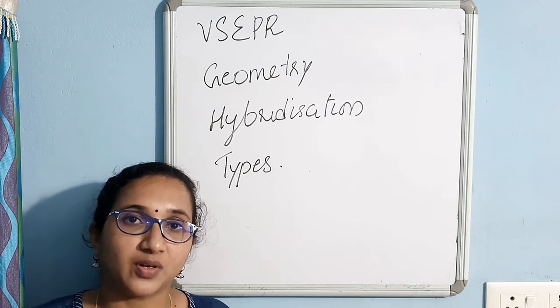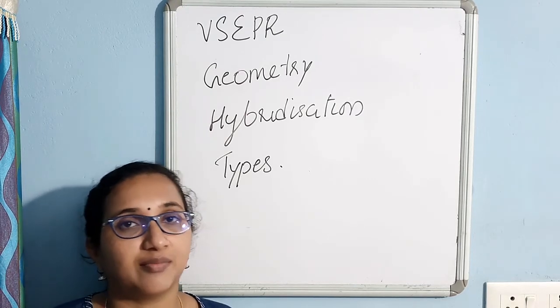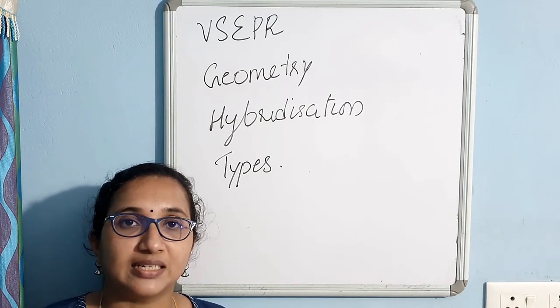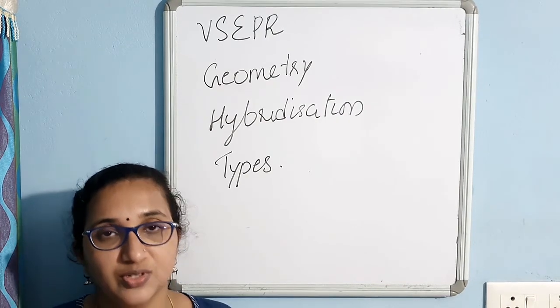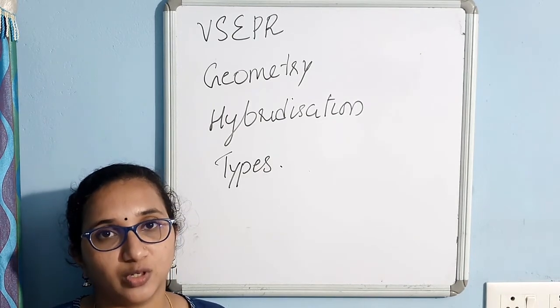So we can also derive their hybridization, and from the hybridization, by knowing the number of lone pairs, we can predict their actual geometry also. So these are the essence of VSEPR theory and geometry of molecules.